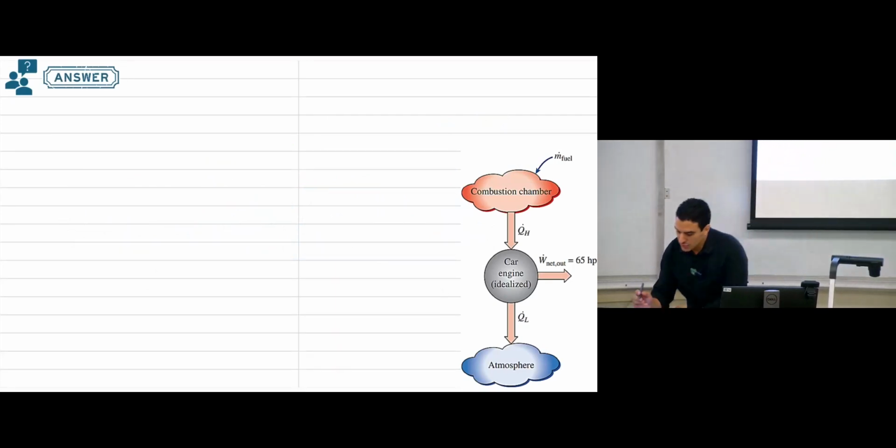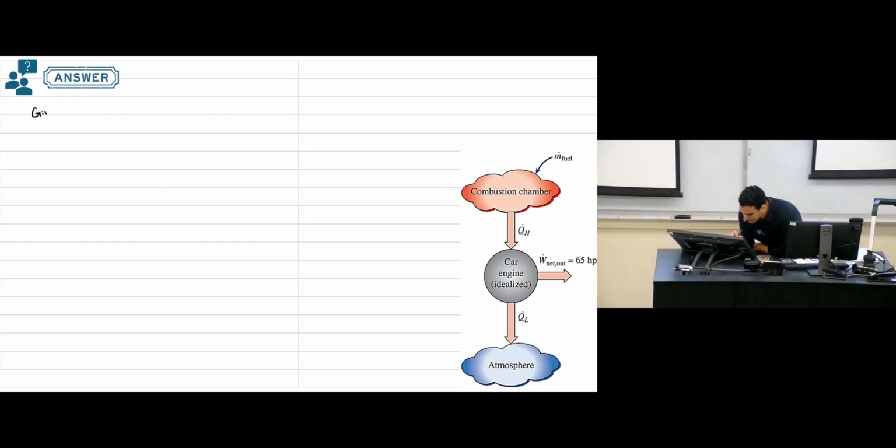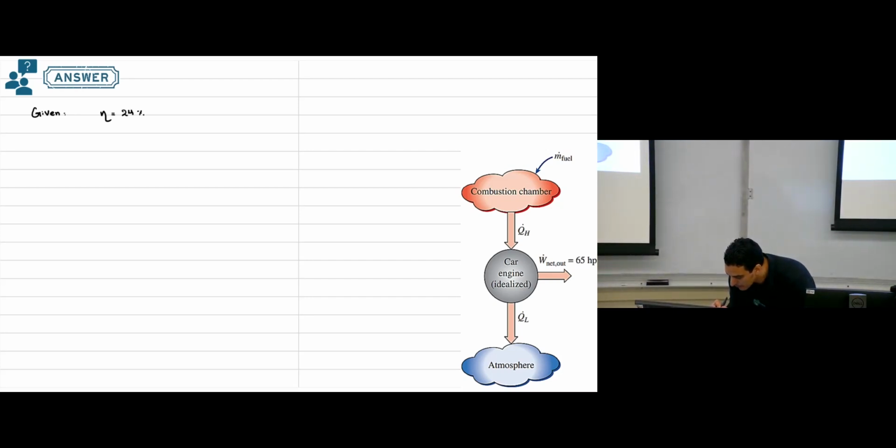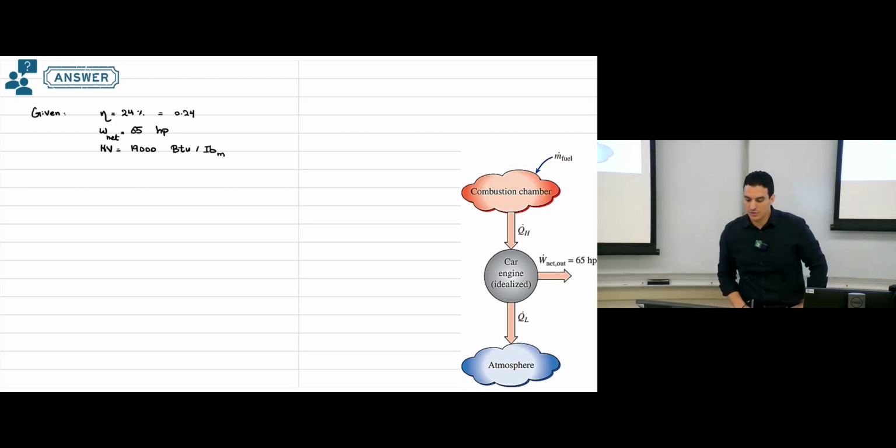So again, let's see the information we have here. Thermal efficiency is 24%, which is 0.24. We have net work is 65 horsepower. Also we have heating value. This one is 19,000 BTU per pound mass. These are the given information.